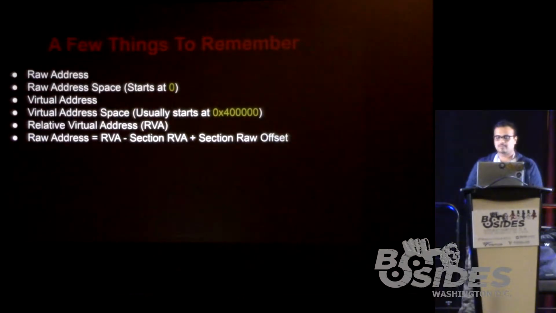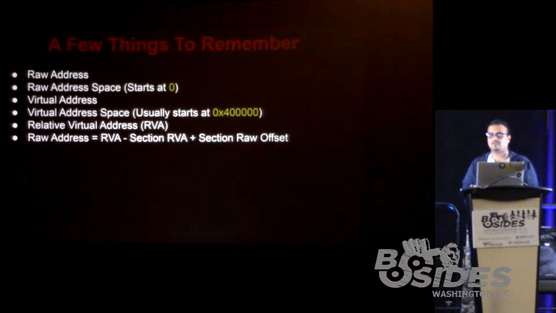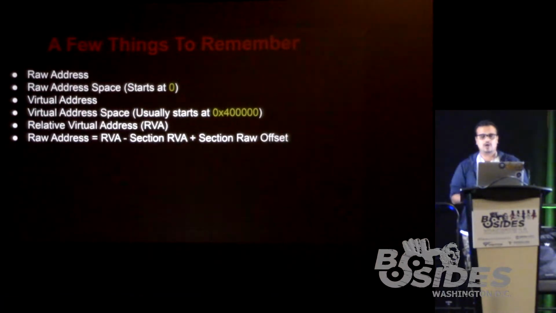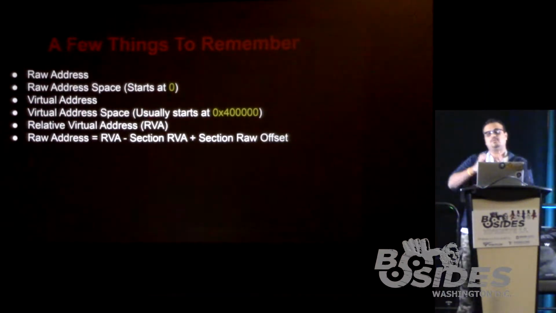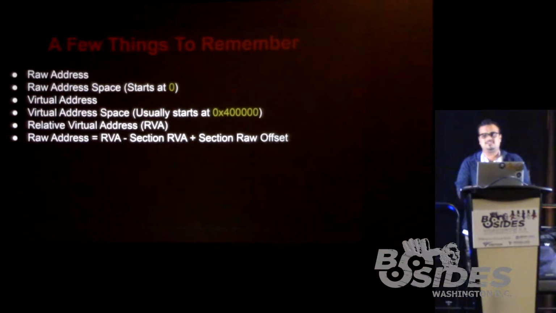A few things to remember. These are some of the concepts that you need to know before you can work with any PE file, before you can create a parser for a PE file. There is something called a raw address, which is the actual address at which a particular byte exists inside a PE file. A PE file is nothing but a stream of bytes.